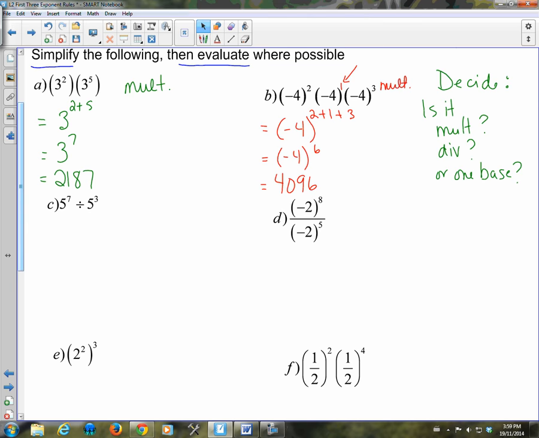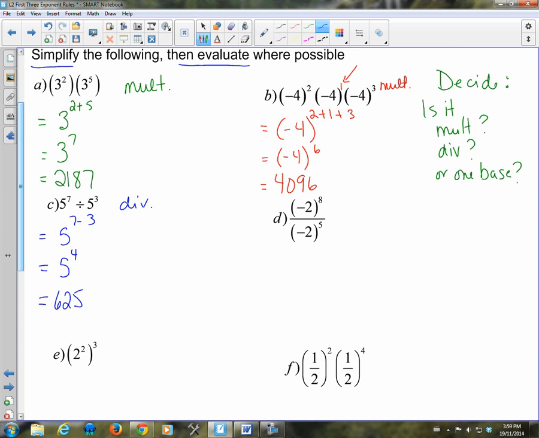So when I look at the next one, I decide whether I'm multiplying or dividing, and I see right away it's dividing. So I'm going to use the division rule. The division rule says I keep the base and I subtract my exponents. So 7 take away 3 is 4. And then I can evaluate 5 to the exponent 4, which is 625.